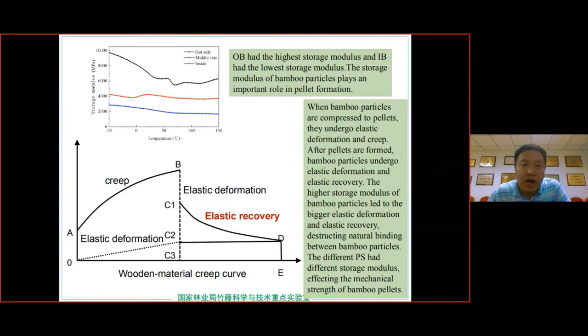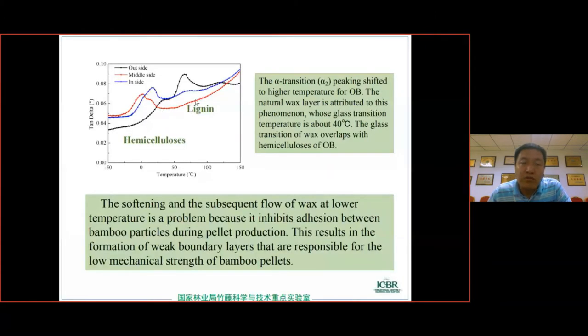This picture shows the glass transition of the bamboo materials. We found the first peak corresponds to the glass transition temperature of hemicellulose, and the second peak corresponds to lignin. According to the black curve, the first peak shifts to a higher temperature. This is because of the natural wax layer on the surface of bamboo, whose glass transition temperature is about 40 degrees and overlaps with the hemicellulose.